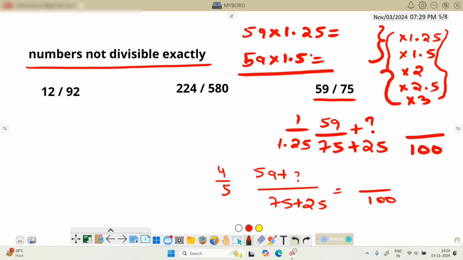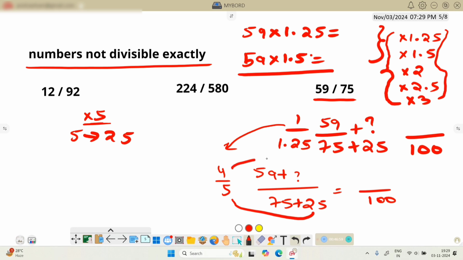1 by 1.25, you will get this ratio 4 by 5. So now 5 parts is equal to 25. 5 parts is equal to 25 means into 5. Okay, so if you multiply with 5 you will get 25. So likewise you have to multiply 4 into 5, you will get the answer 20. If you multiply with 5 here also you will get the answer 20. Okay, so 59 plus 20, that means 79. Okay, and here you got the base 100.